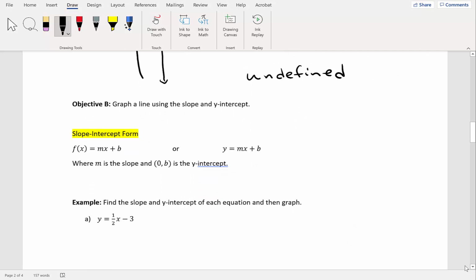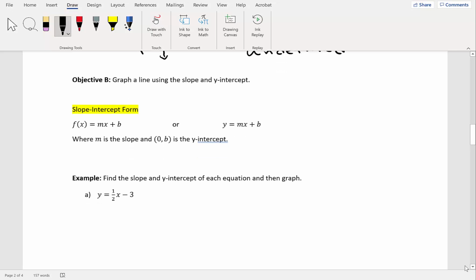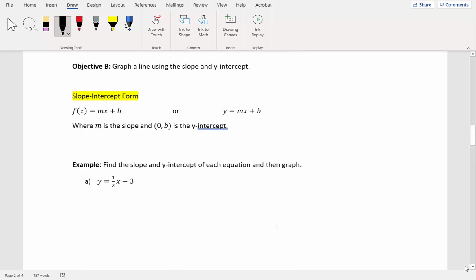Okay, so first example, find the slope and y-intercept of each equation, and then graph. Now, if we take a look at the equation that's given to us, this is already in slope-intercept form. So since it's in slope-intercept form, we can identify the slope and the y-intercept pretty quickly. Our m in this case, the slope, is the number in front of your x. So in our case, we have 1/2. And now our y-intercept, your x-coordinate is 0, and you have -3.